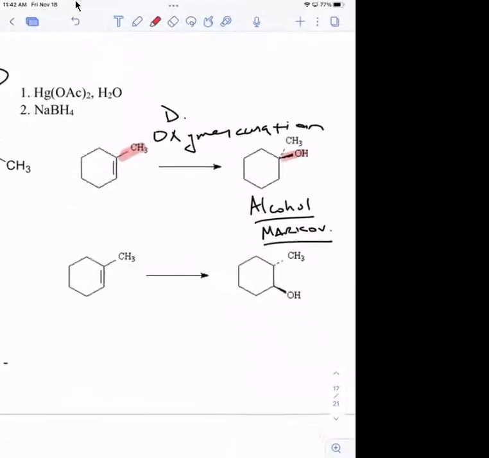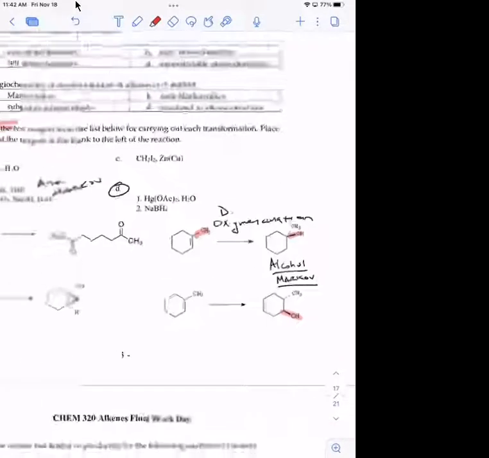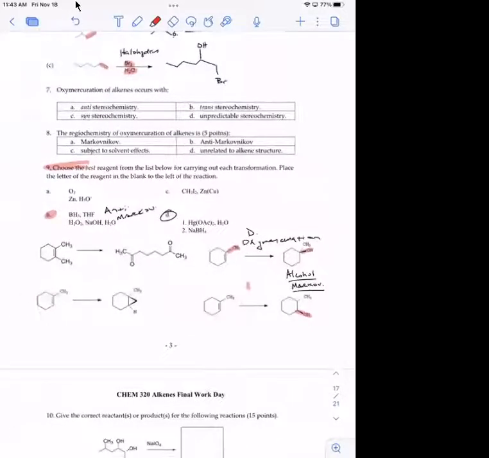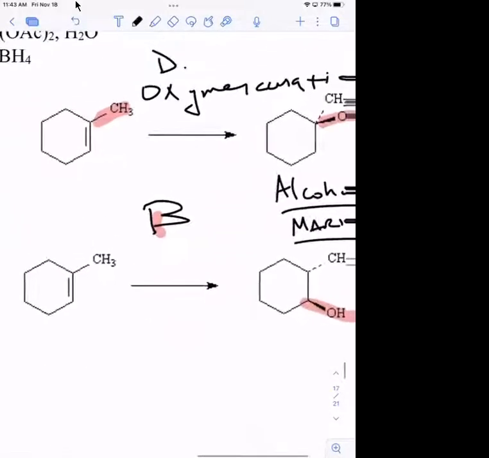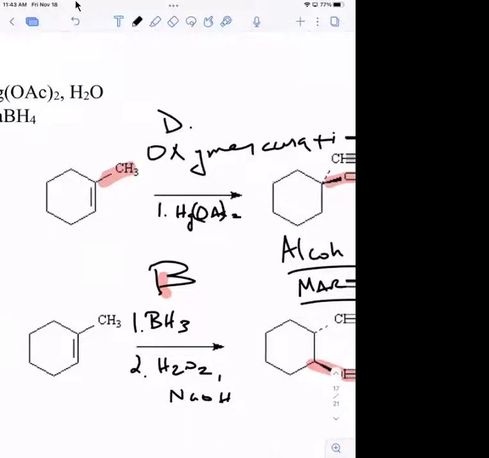So then what about this one? Notice the regiochemistry is different. The alcohol is now on the least substituted carbon in the alkene. So then this would have to be what? That would have to be B, right? Which is right up here. This would be mercury acetate and water, followed by NaBH4, sodium borohydride.